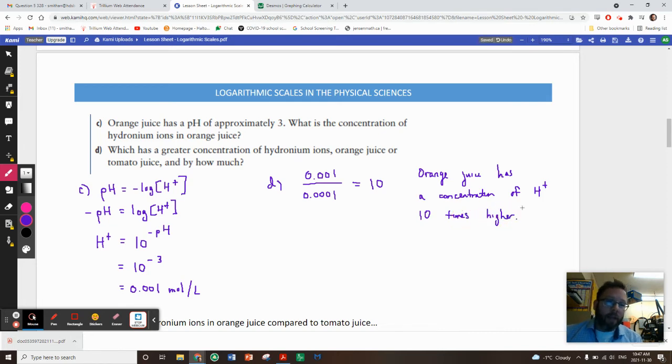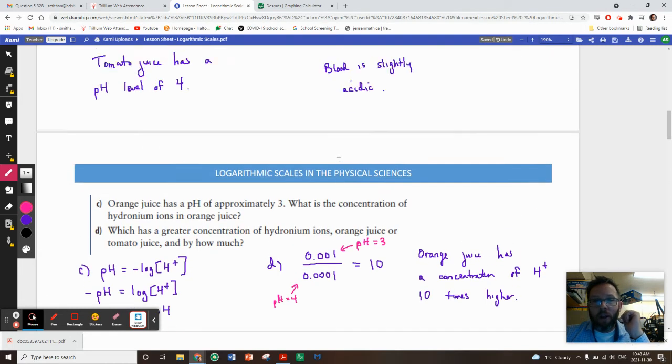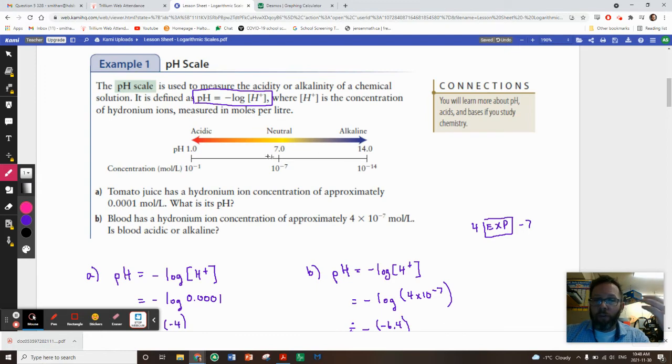I might just show this on here. Tomato juice had a pH of 4. And then orange juice, the pH was equal to 3. So you'll notice one jump in pH level corresponded to a 10 times jump, one order of magnitude, in the concentration of hydronium ions. So this is why these logarithmic scales are so useful.